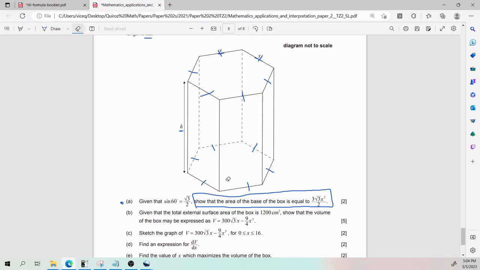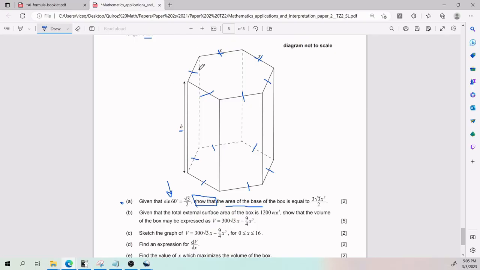Whenever you have a "show that," really, you just have to find the area of the base. I know that they use the word show, but just find the area of the base, and once you find it, your work, your procedure, is how you show it. And they give you a hint, which is sine 60 equals square root of 3 divided by 2.